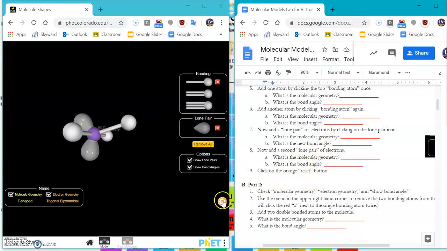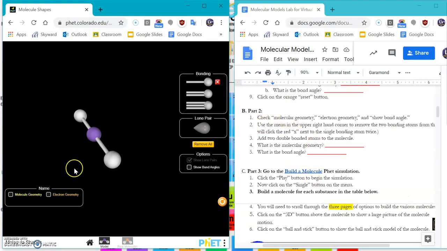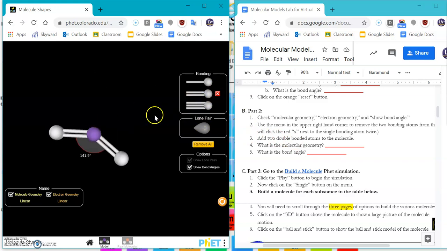Now you can go through and reset the red button and then go over to the second part where again you check your three things, and then it says use the right hand corner till there's just one single bond there and then add two double bonded atoms. So there we go. Now we have a double bonded atom, and you can end up seeing that it is still linear with 180 degrees.